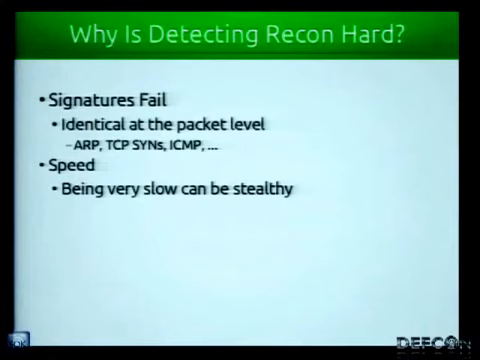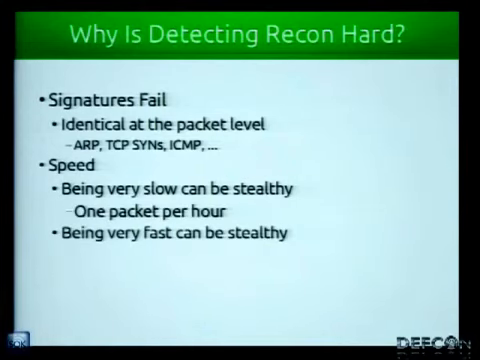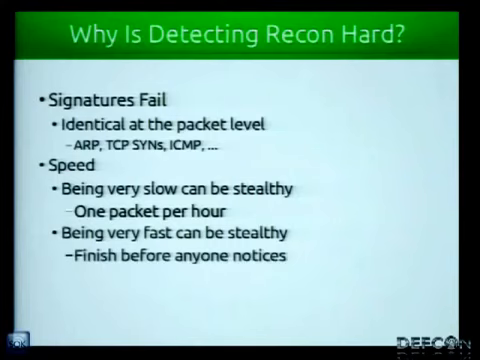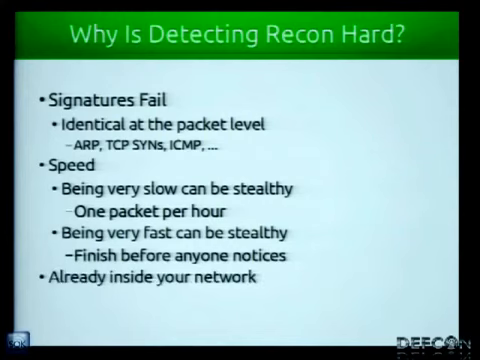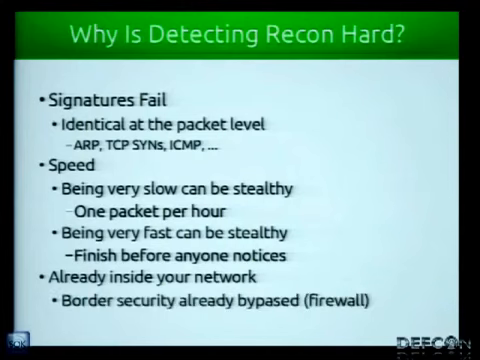Some other reasons it's hard is that speed is an issue, right? You can be really, really slow, and that can be stealthy. You can send a packet a day or something like that. Or you can be really, really fast and call that stealthy and just finish before anybody notices. There's not really any rhyme or reason. There's not any speed that reconnaissance has to be at. And also the guy is already inside your network, right? So your border security is kind of completely pointless. Even if you did have some awesome signatures at the firewall at the top of your network, it just wouldn't be any good because the traffic is not going through that machine. So your border security is already bypassed.